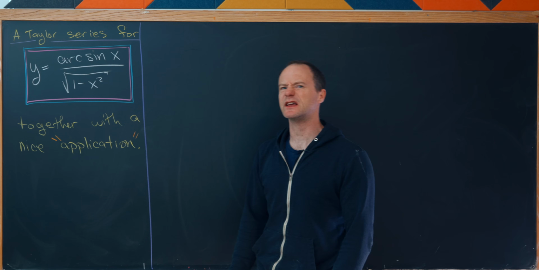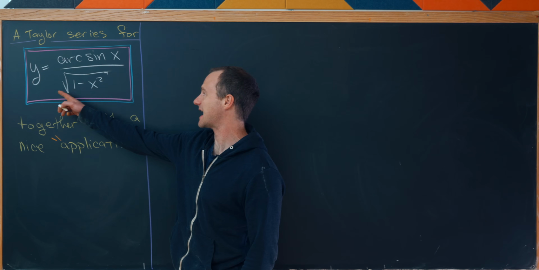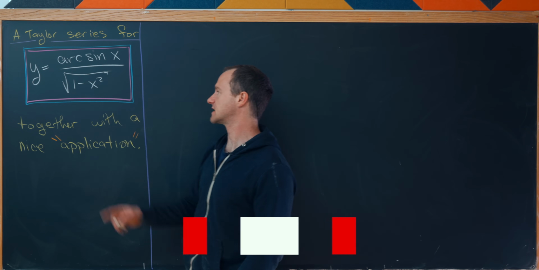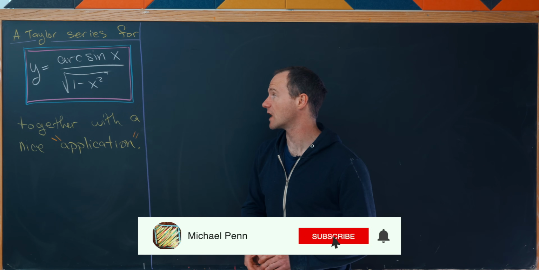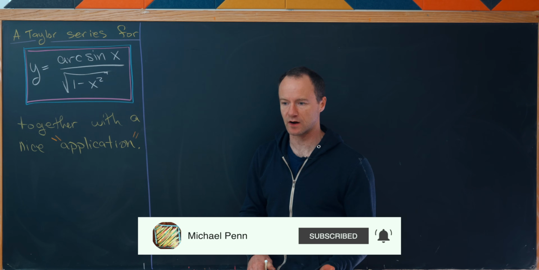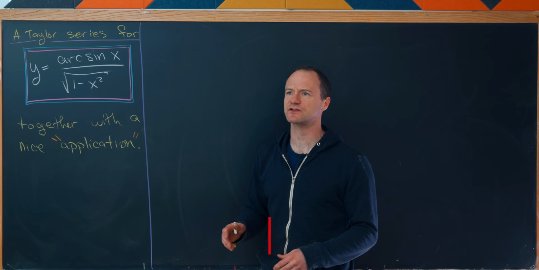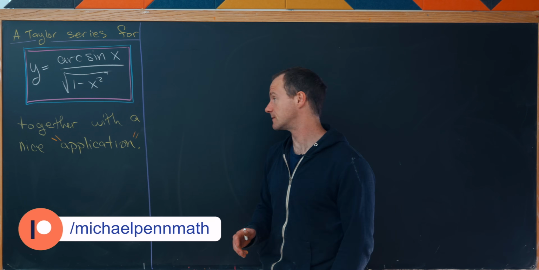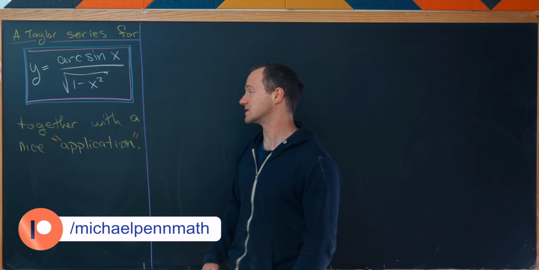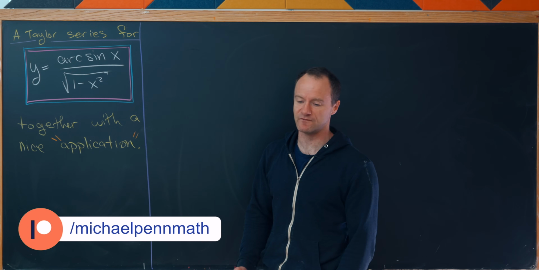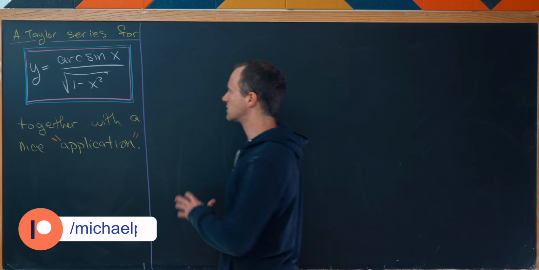Today we're going to look at a really interesting way to construct the Taylor series for the arc sine of x over the square root of 1 minus x squared. We'll actually construct this Taylor series using a differential equation. And then as a bonus, we'll see a nice application of this result. Okay, so let's get going.